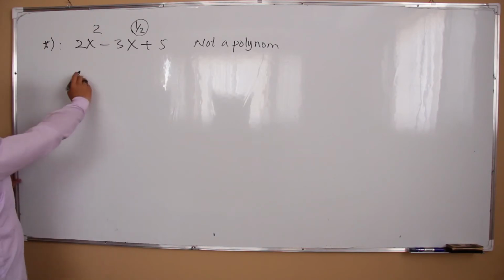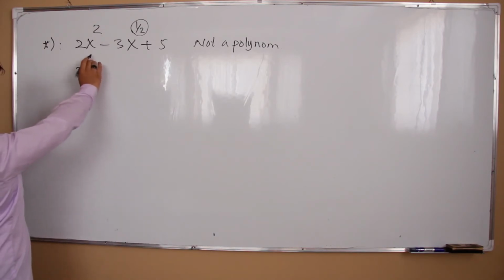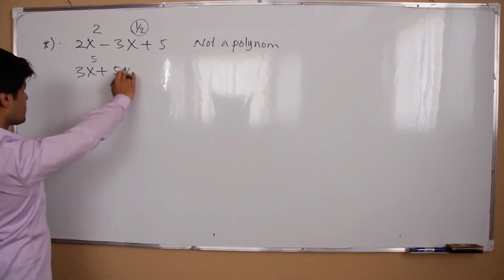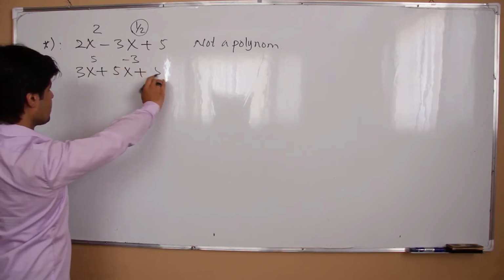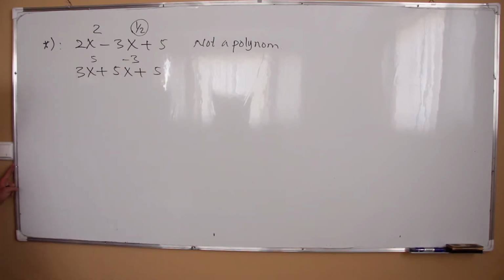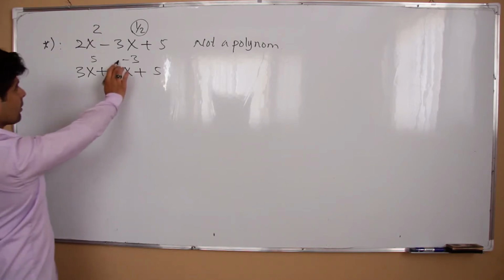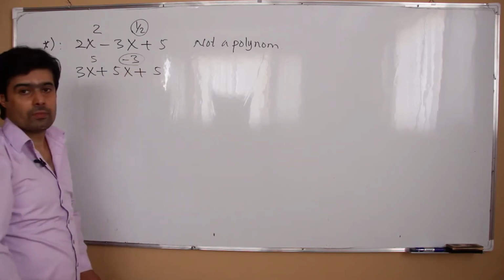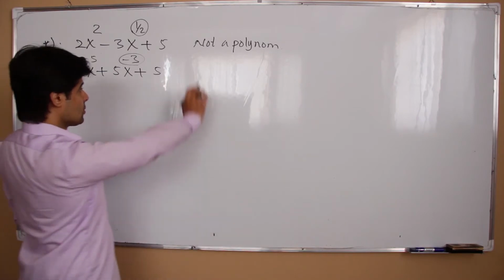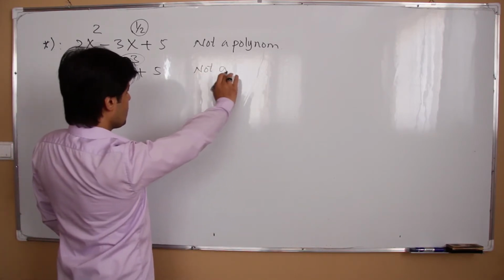If I ask, 3x to the power 5 plus 5x to the power minus 3 plus 5, is this one a polynomial? No. Why? Because it's an integer number. It's not a natural number. So we can say once again, it's not a polynomial.